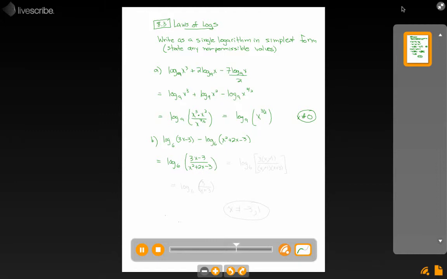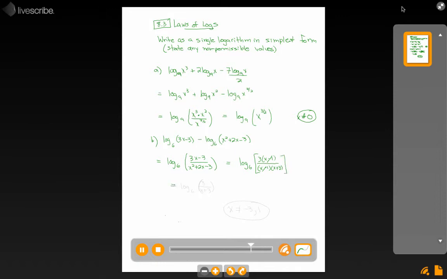Now if you left it like that, you wouldn't be quite done, because it did say simplest form and state non-permissible values. So let's go further by factoring this expression that's inside the log. The top, a common factor of 3 can come out of it. The bottom, I look for two numbers that multiply together to give me negative 3 and add together to give me positive 2. X minus 1 times x plus 3.